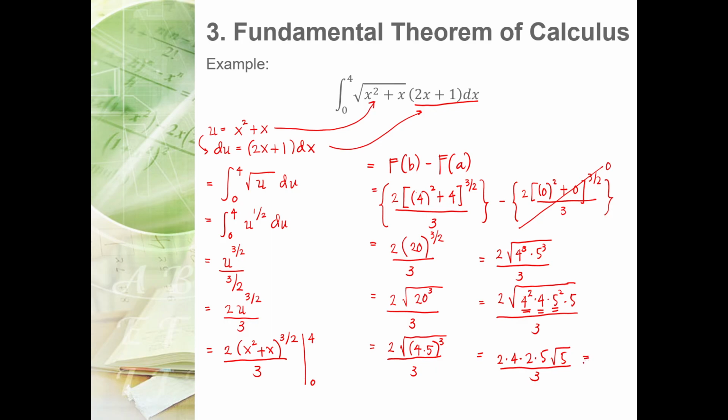So the final answer is 80 square root of 5 all over 3. So am I right? So 2 times 4 is 8, 8 times 2 is 16, 16 times 5 is 80.